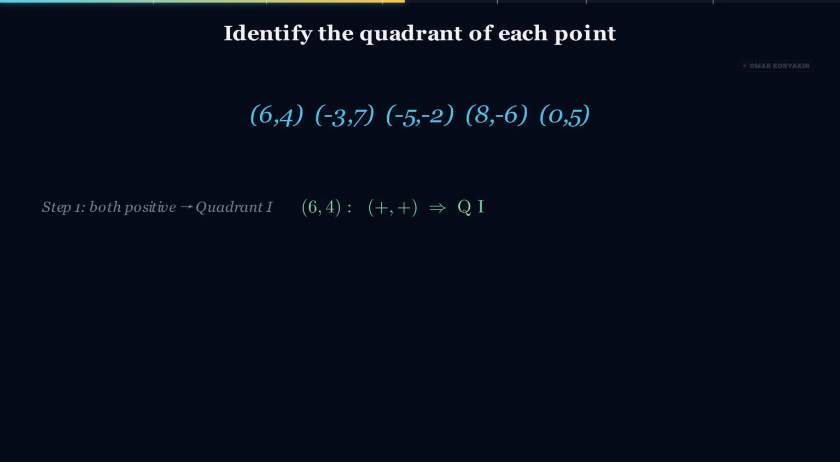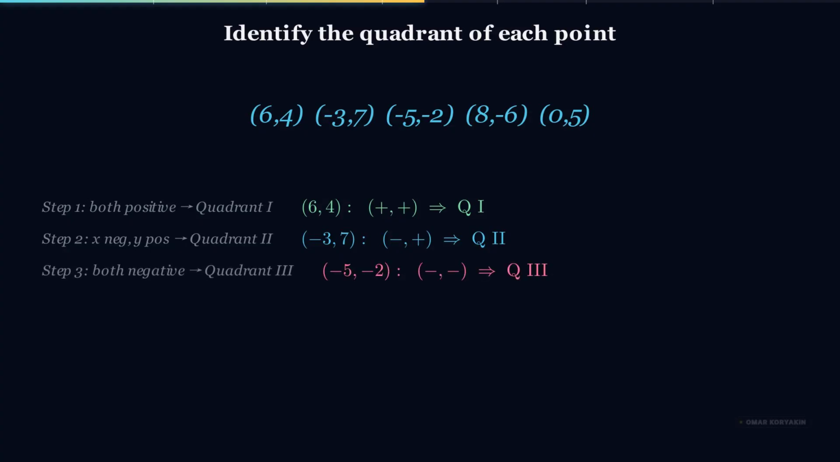Point 1: (6, 4). Both coordinates are positive, so the point is in quadrant 1. The x positive, y positive sign pattern is the quadrant 1 signature. Point 2: (-3, 7). The x-coordinate is negative and the y-coordinate is positive, so the point is in quadrant 2.